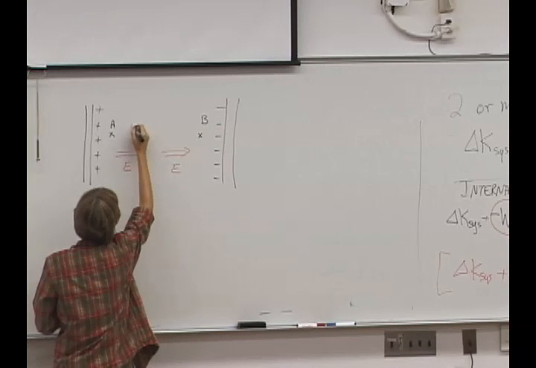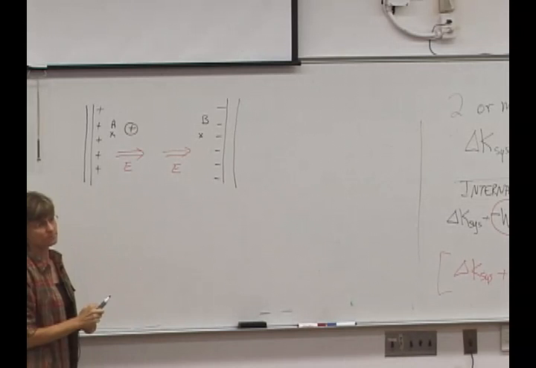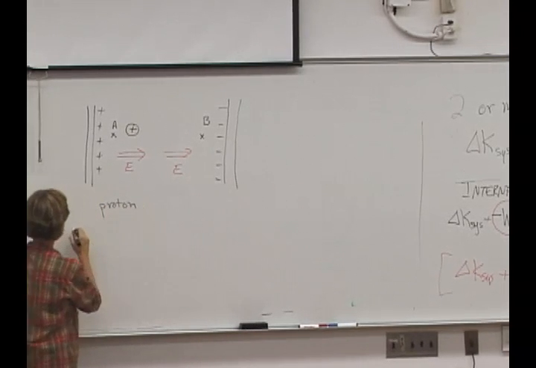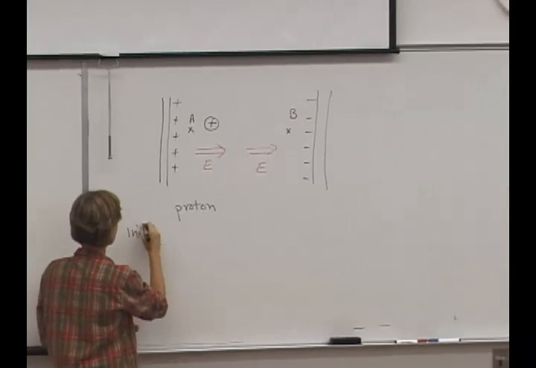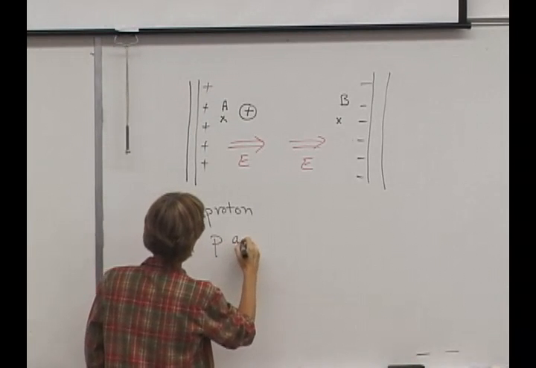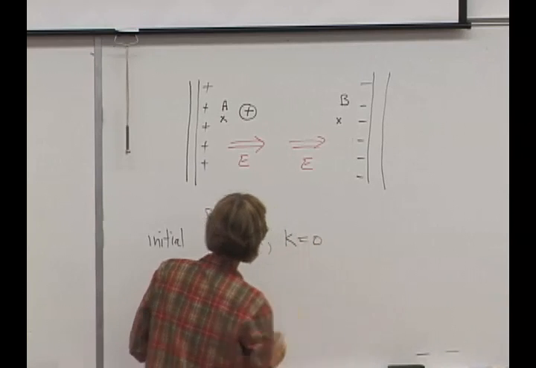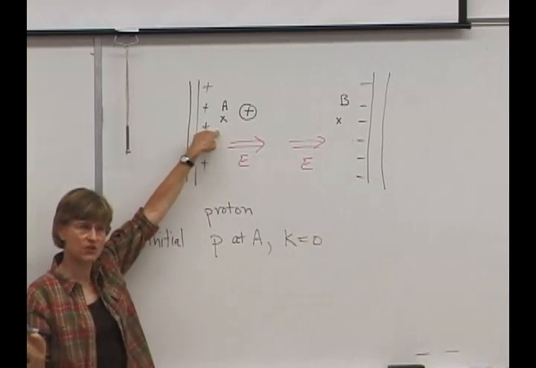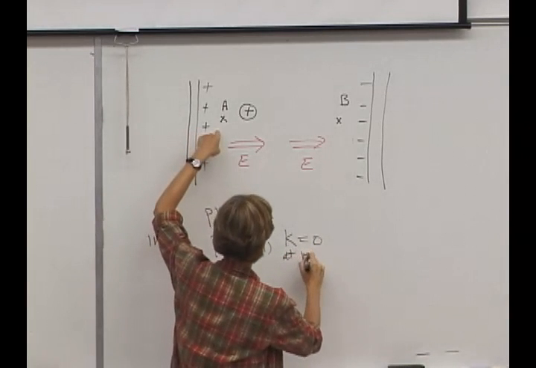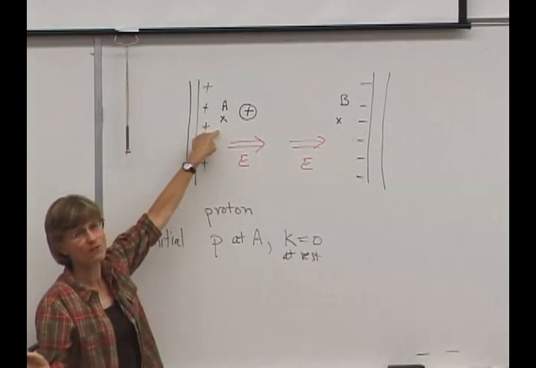And what we're going to do is take a proton. The proton is at location A and it's at rest. Zero kinetic energy, right? So it's at rest at location A. I'm going to put it here, and we're just going to let go of it.